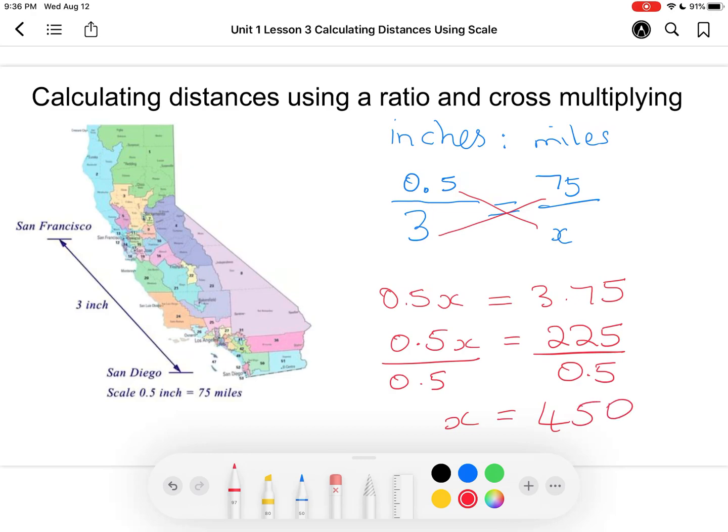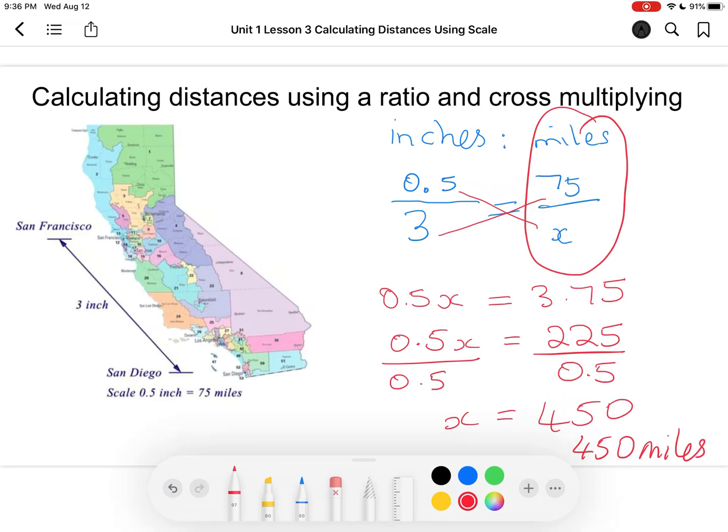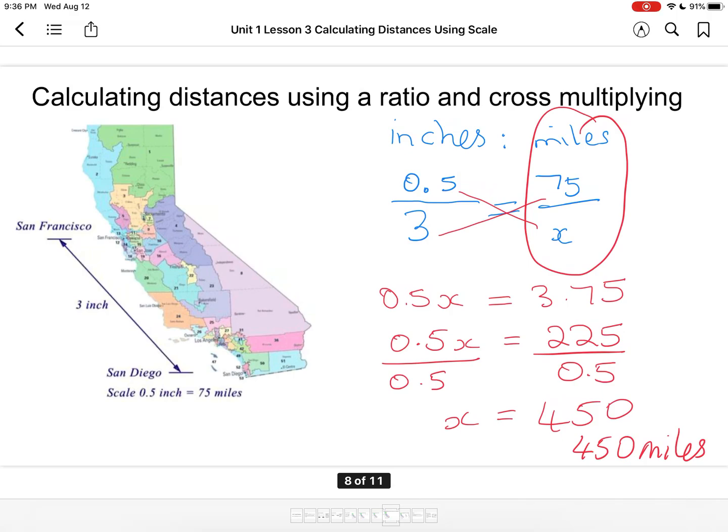And again, I want to know the units because, is it miles, is it inches? I look here at this column, x is in the miles column, so it's 450 miles. So that's a couple of different ways there to calculate distances using scale and scale drawing.